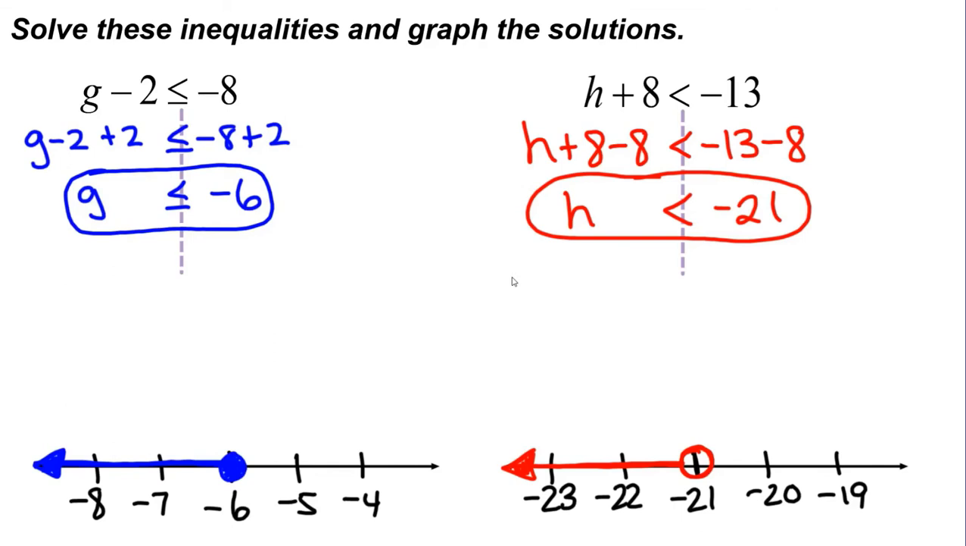So solving inequalities, one-step inequalities with addition and subtraction, pretty straightforward. You can see that we're solving them exactly like we solved equations, but then that one extra step here to show these on our number line to show our solutions graphically.